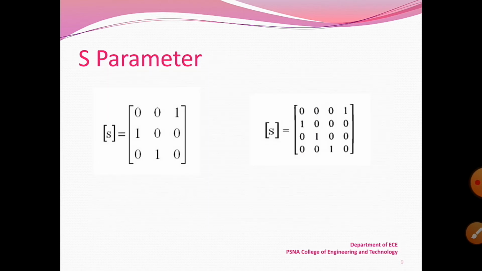So these are the S parameters of the 3-port circulator and the 4-port circulator, and this is the case of an ideal circulator. In the 3-port circulator, only S13, S21 and S32 will be equal to 1. All other S parameters will be equal to 0. Similarly, for a 4-port circulator, S14, S21, S32 and S43 will be equal to 1. All other S parameters will be equal to 0.